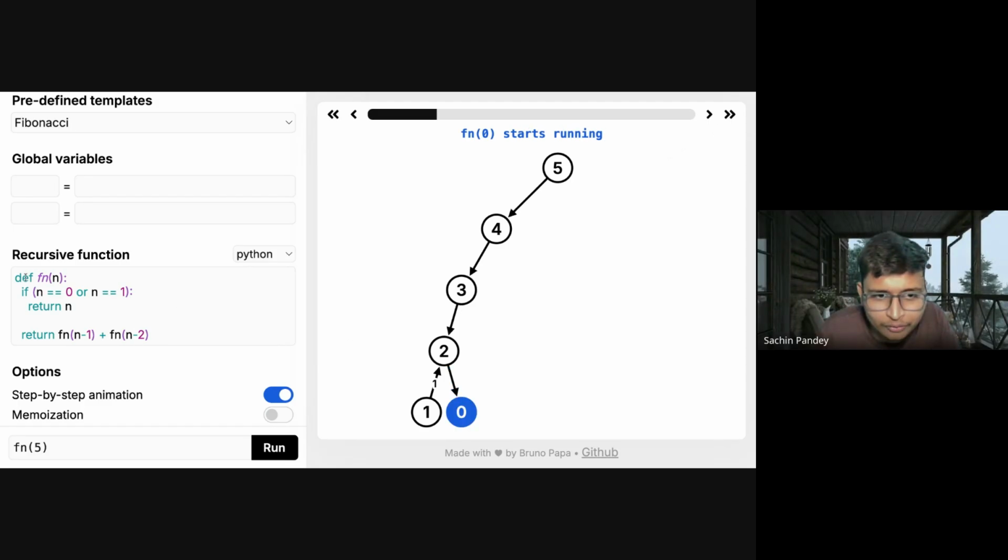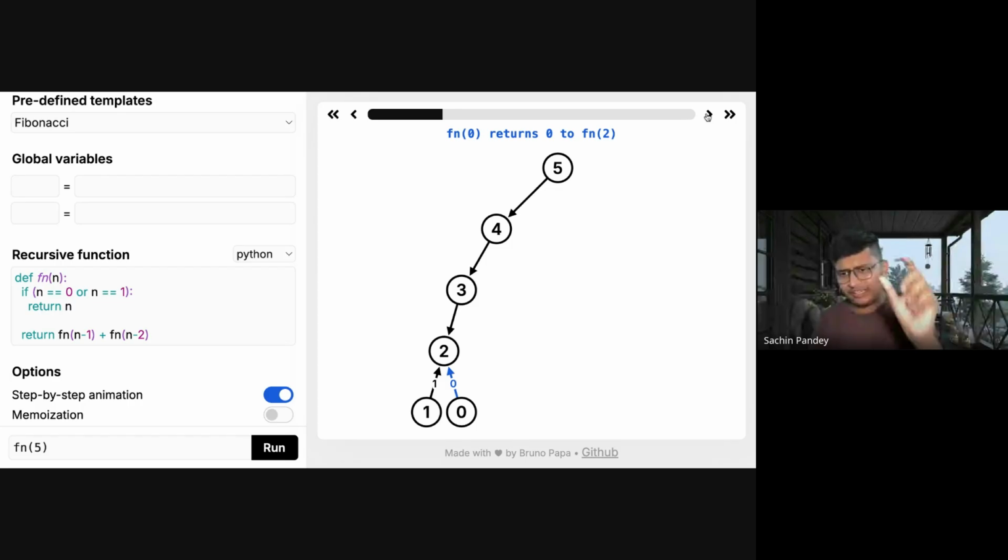Because for Fibonacci of 2, n is equal to 2, so it will call Fibonacci of 2 minus 1 plus Fibonacci of 2 minus 2. 2 minus 1 is 1, and 2 minus 2 is 0. So Fibonacci of 2 has called Fibonacci of 1 and 0.